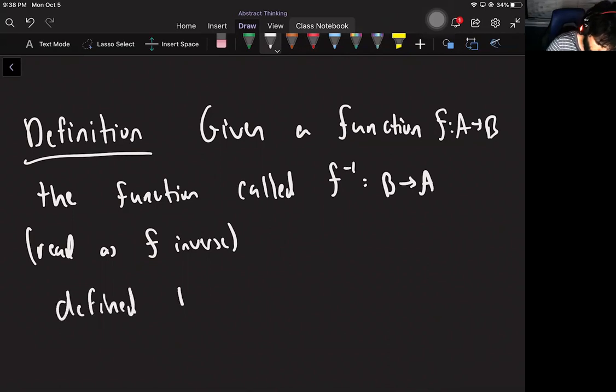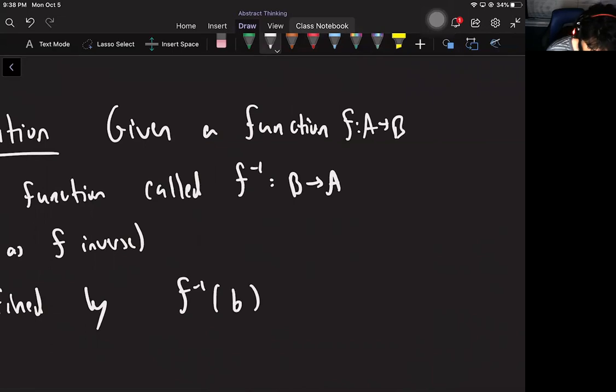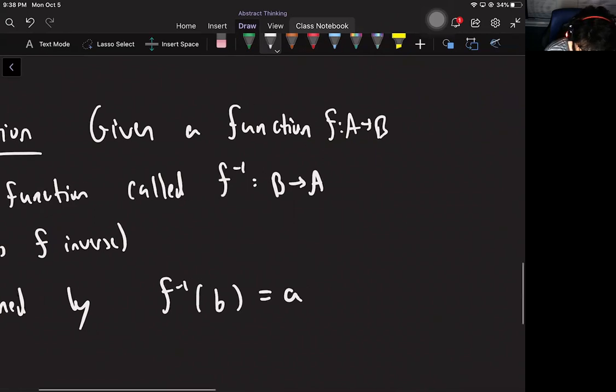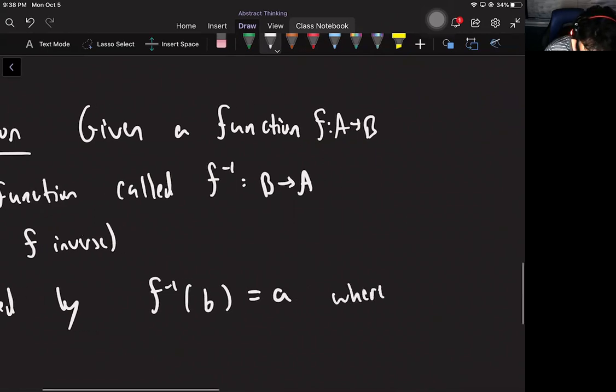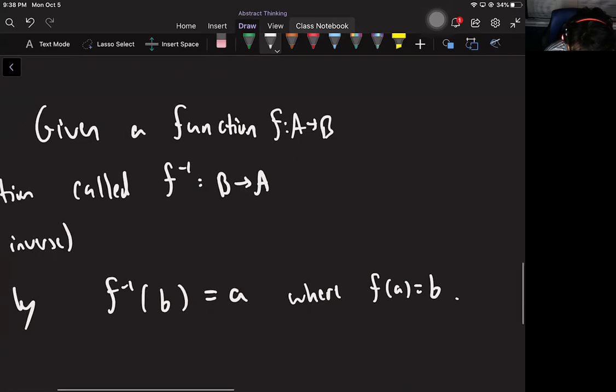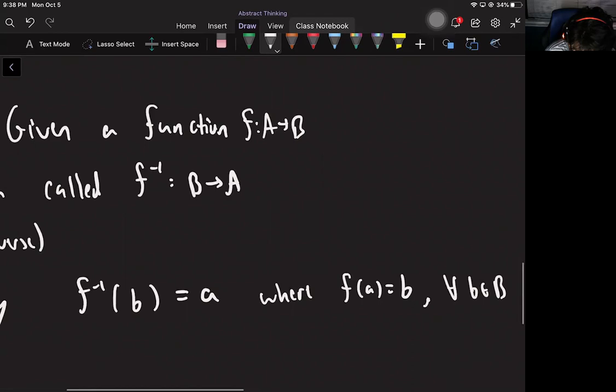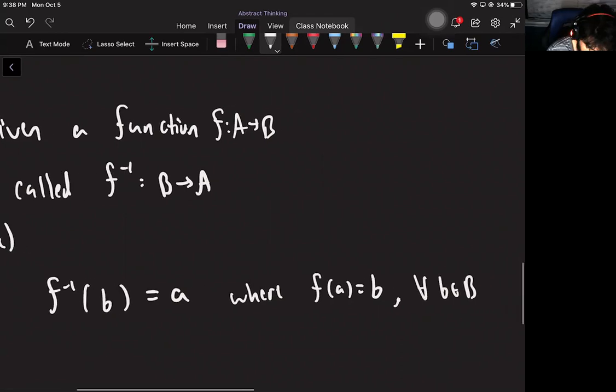defined by, so to define a function, I have to say where elements go from the domain. So where am I going to send B? Well, I'm going to send B to A, but what is this A? It's the A that got sent to B in the first place by f. So this is how I'm defining this function. I'm just sending every single B back to the A that got sent to it in the first place by f. That's the definition of this function.